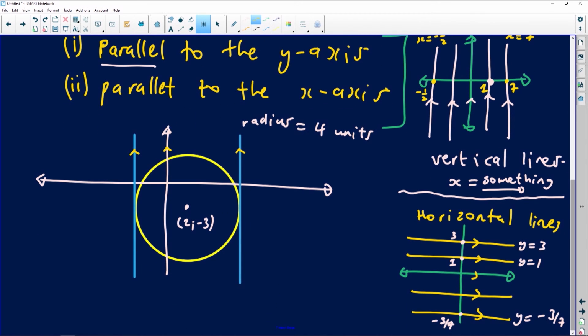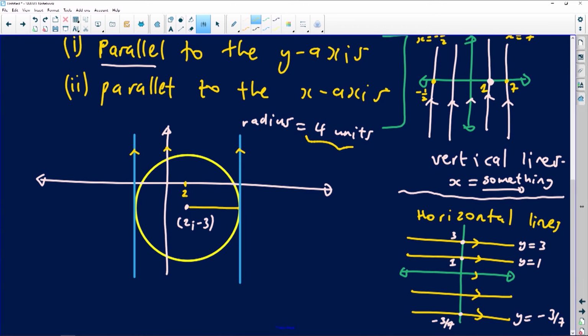Now this is easy. Why? Because you just look at the x value here. The x value at the center is 2. And now I'm moving to the right. How many units am I moving to the right? I'm moving radius units to the right.